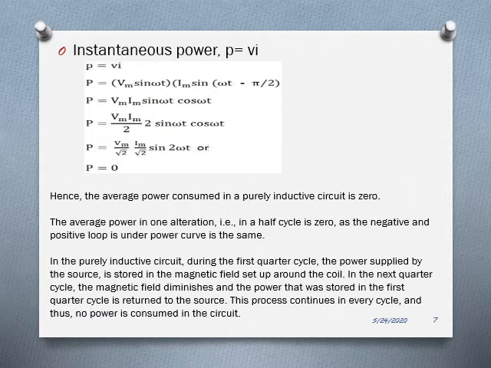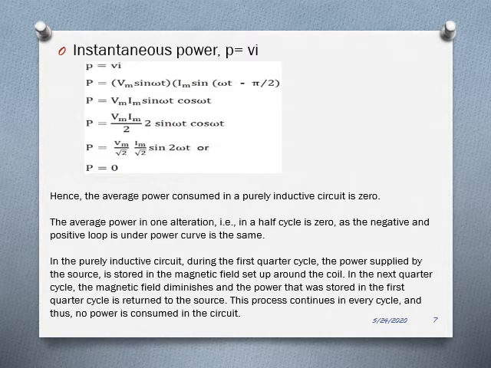Now let's analyze the instantaneous power, which is V into I. V is Vm sin omega t and I is Im sin omega t minus pi by 2. You simplify it, so you will get it as Vm by root 2, Im by root 2 sin 2 omega t. Sin 2 omega t meaning it is a symmetrical waveform. If you calculate the average power for a symmetrical waveform like this, it will end up in 0. So you may say that the average power consumed in a purely inductive circuit is 0.